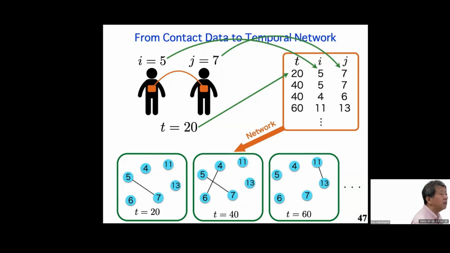From this contact information, the network shown below is built. For example, at time t equals 20, an edge is placed between vertices 5 and 7, and at time t equals 40, an edge is placed between vertices 5 and 7 and between vertices 4 and 6. In this way, a temporal network is obtained.